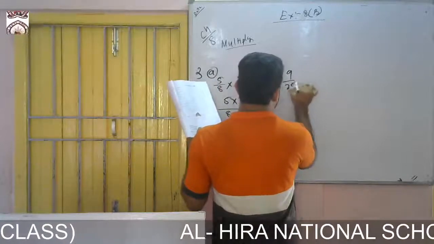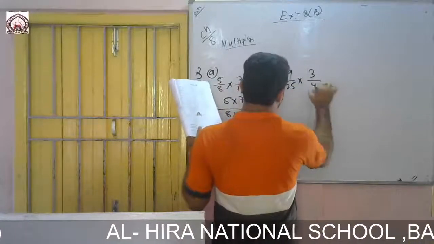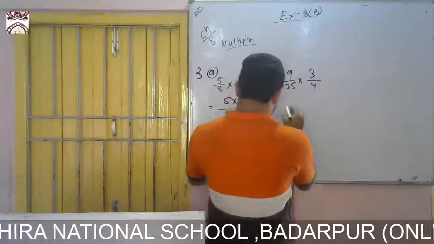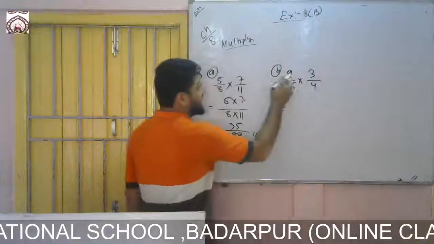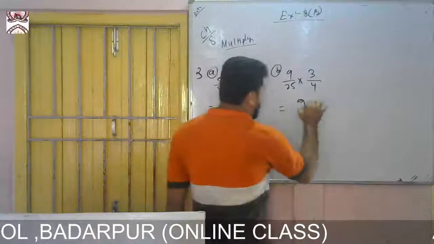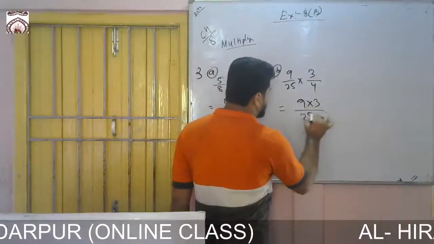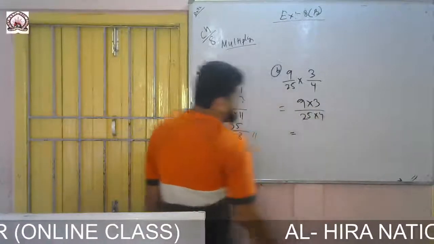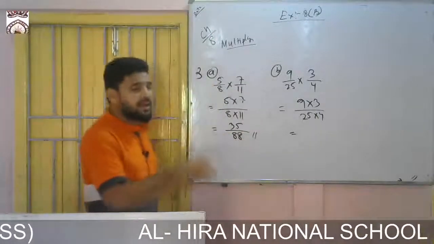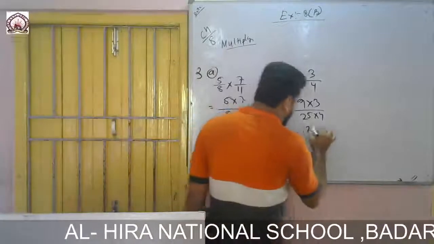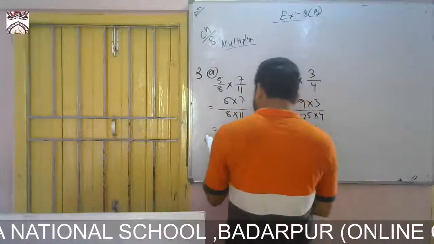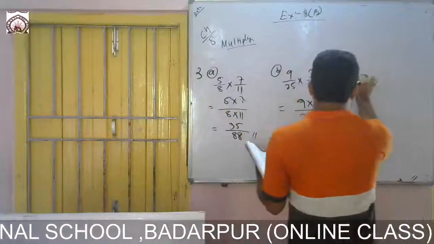Now come to 9 by 25 into 3 by 4. You see in this case also I cannot cancel anything. 25 cannot, 4 this. So I cannot cancel. So 9 into 3 and 25 into 4. Whenever they do not get cancelled, at that time we multiply numerator and denominator. So 9 3 are 27 and 25 4 are 100.